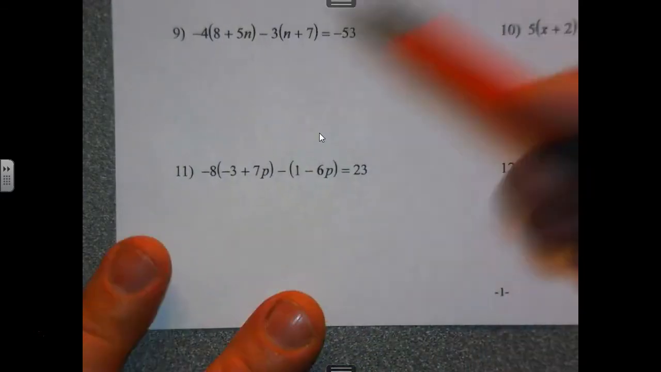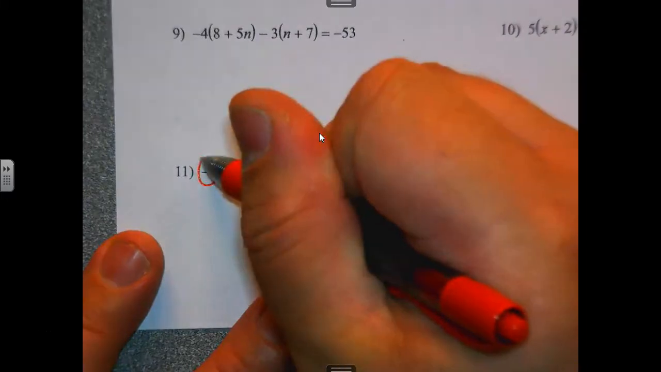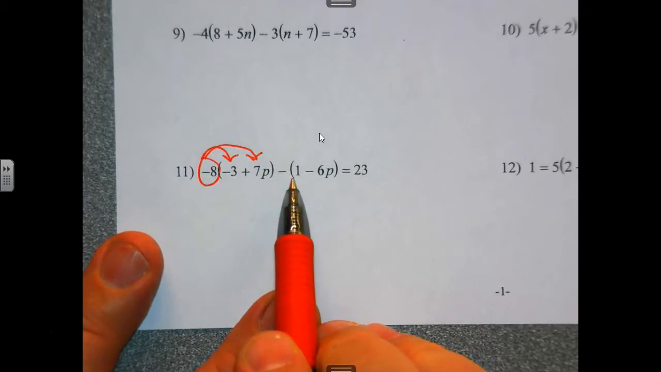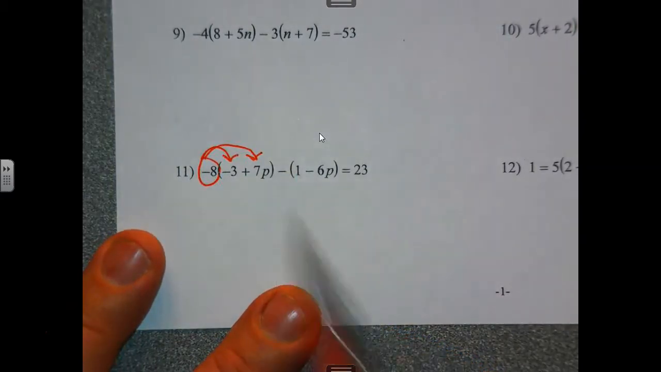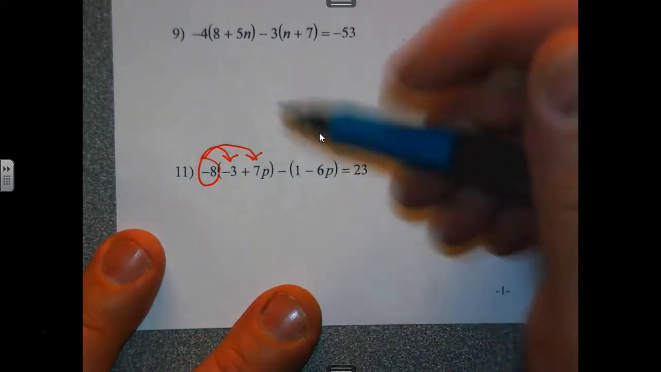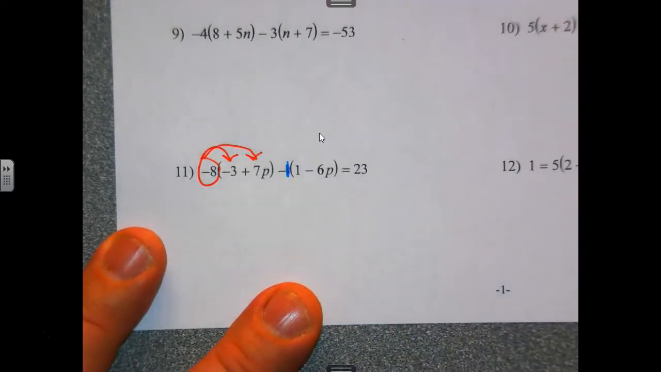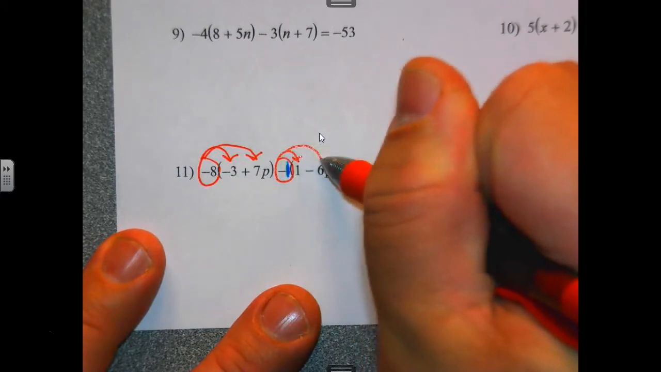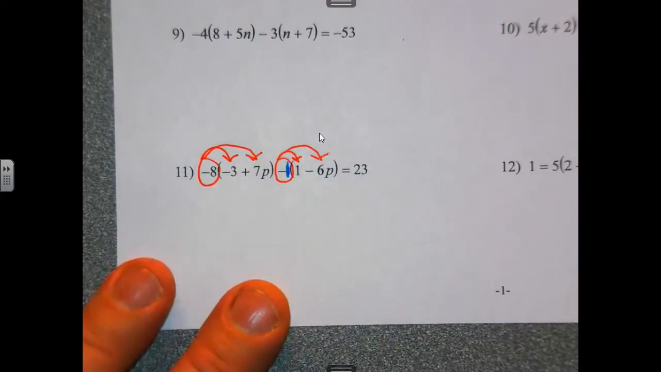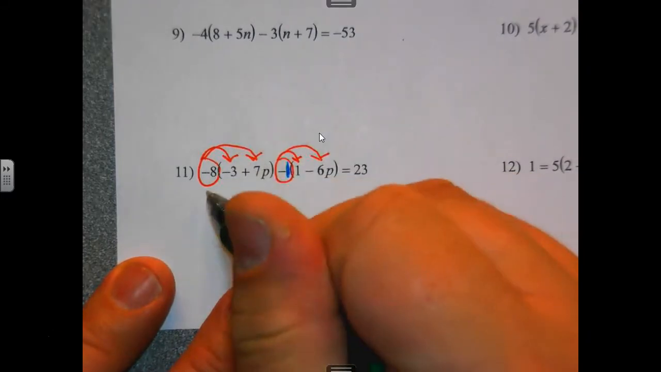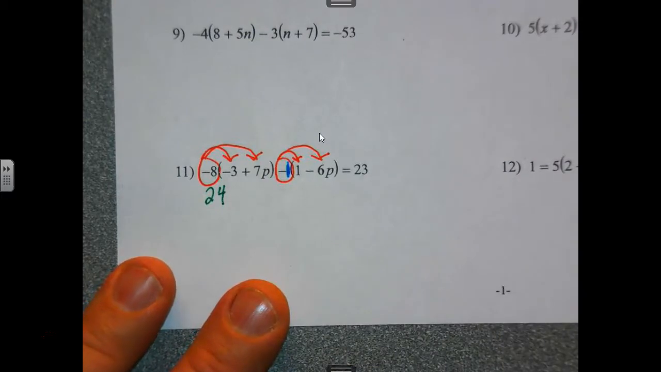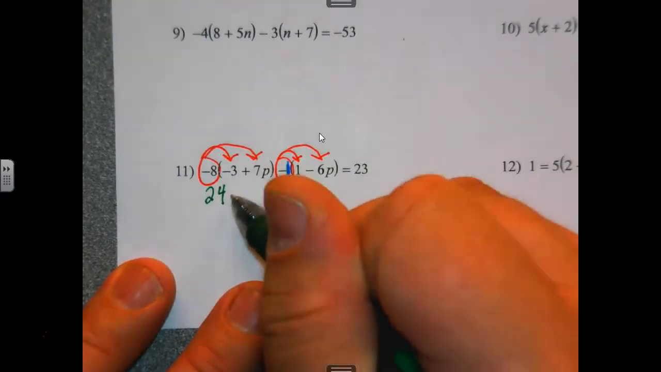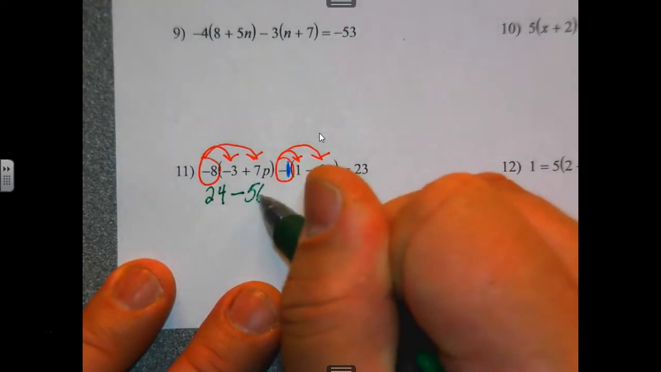Okay, I've got 2 sets of parentheses here, so I'm going to have to distribute the number over the parentheses. What's in front of this parentheses here? I have a minus sign, but there's actually a -1 there, right? So I'm going to distribute that over the parentheses. -8 times -3, +24. -8 times a +7p, minus 56p.